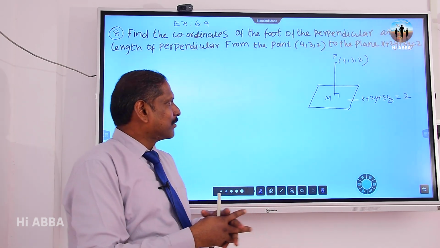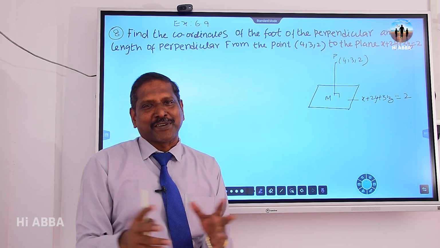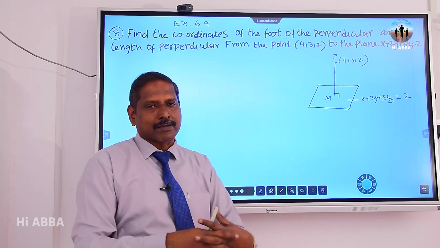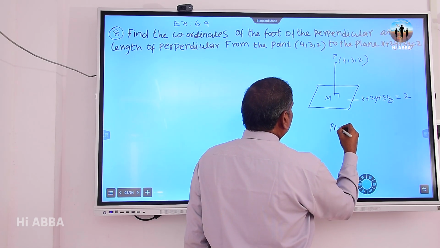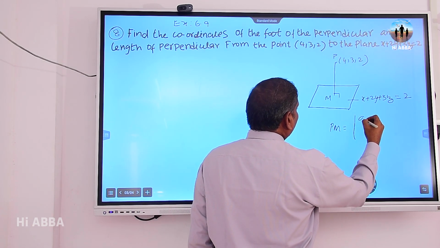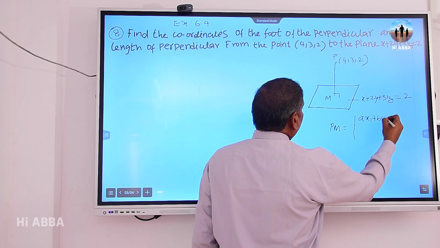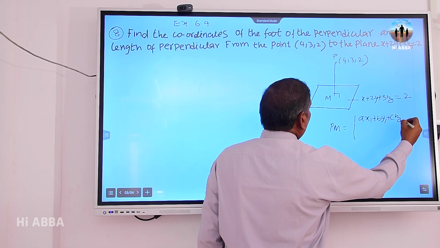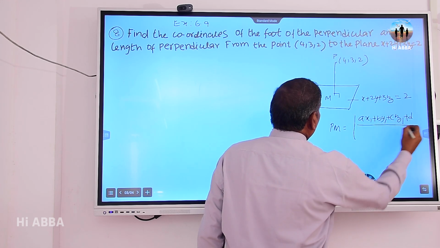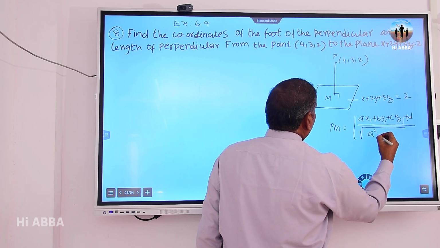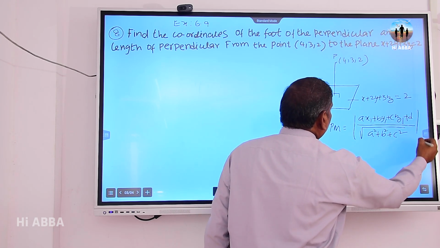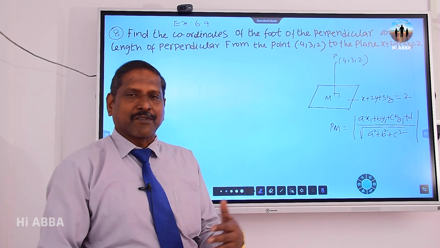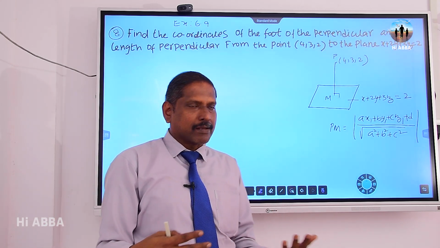Now, you have a formula in your hand to measure the perpendicular distance. So what can be the formula? It is PM = |Ax1 + By1 + Cz1 + D| divided by root of A squared plus B squared plus C squared. So if you apply this formula, you will get the distance from the given point to the given plane.